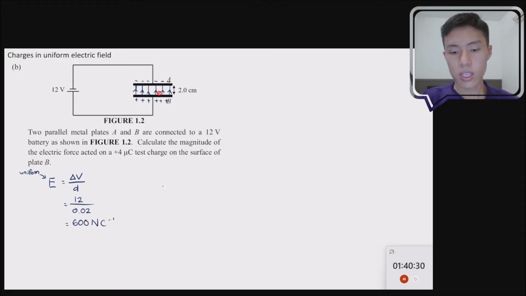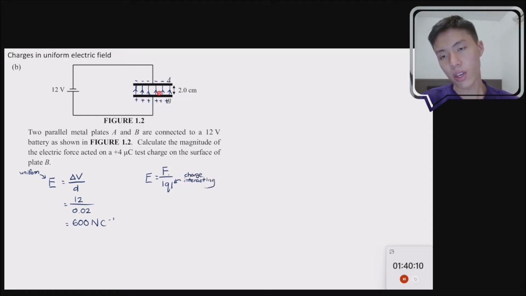So this is the electric field that this particular charge should be interacting with. If we use the equation E is equal to F over Q, where Q is the charge that is interacting, the charge is interacting with the electric field. Then this is the electric field that the charge is interacting with.